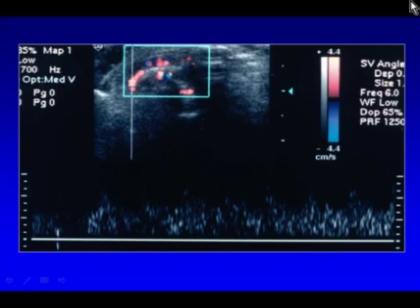Well, we scanned under the nail bed, and we saw abundant tufts of flow here with arterial waveform on spectral analysis. Again, by location, this was a recurrent glomus tumor, and this was proven at surgery.